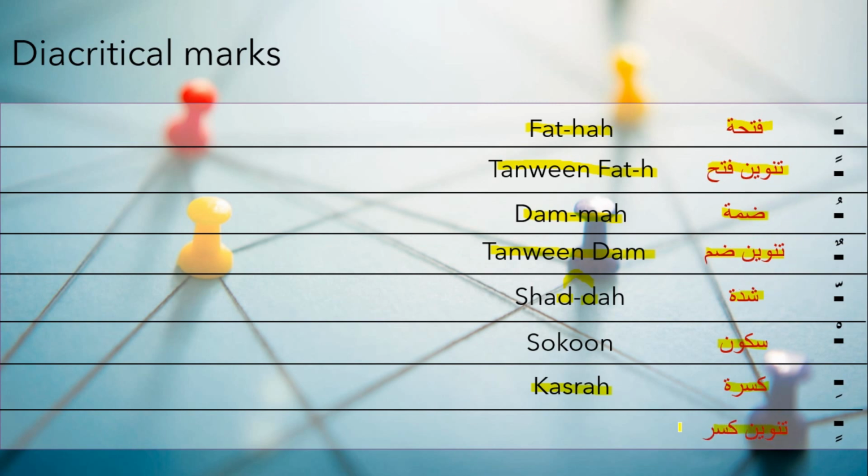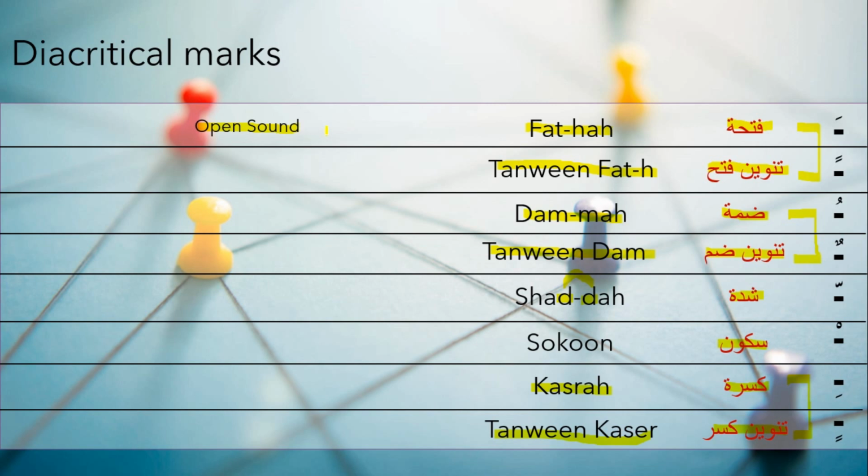And here you can see I'm using the English alphabets just to explain the name, or just to let you know what is the name of all of these letters. So tanween fath and fatha are in the same family. Dhamma and tanween dhamm are in the same family. Kasra and tanween kasr are in the same family. Shadda and sukoon are things that we're going to understand what they are doing to the letters in the coming couple of slides.